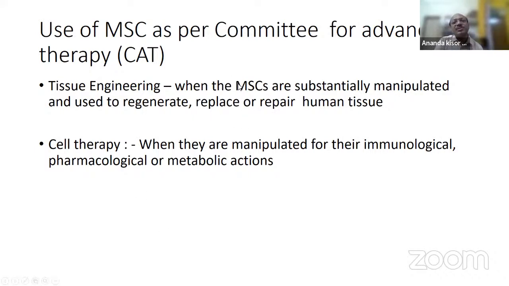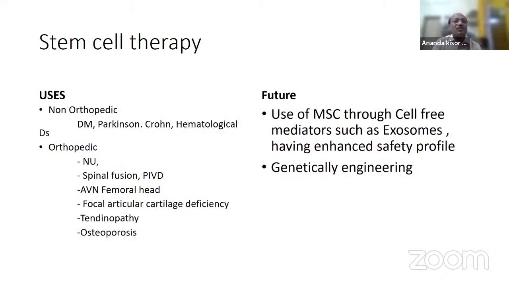And so when the mesenchymal stem cells are substantially manipulated, where structures are used for this purpose, it is known as tissue engineering. Where a function is used, there are different functions, that is the immunological function, pharmacological functions, or metabolic actions, used for this specific lost function. It is known as cell therapy. Now, the several uses, like non-orthopedic uses, like diabetes mellitus, Parkinsonism, Crohn's disease, hematological disorders, and orthopedic use. What are the orthopedic uses? It is in non-union with bone loss, spinal fusion, PIP, avascular necrosis of the femoral head, focal articular cartilage deficiency, tendinopathy, and osteoporosis.